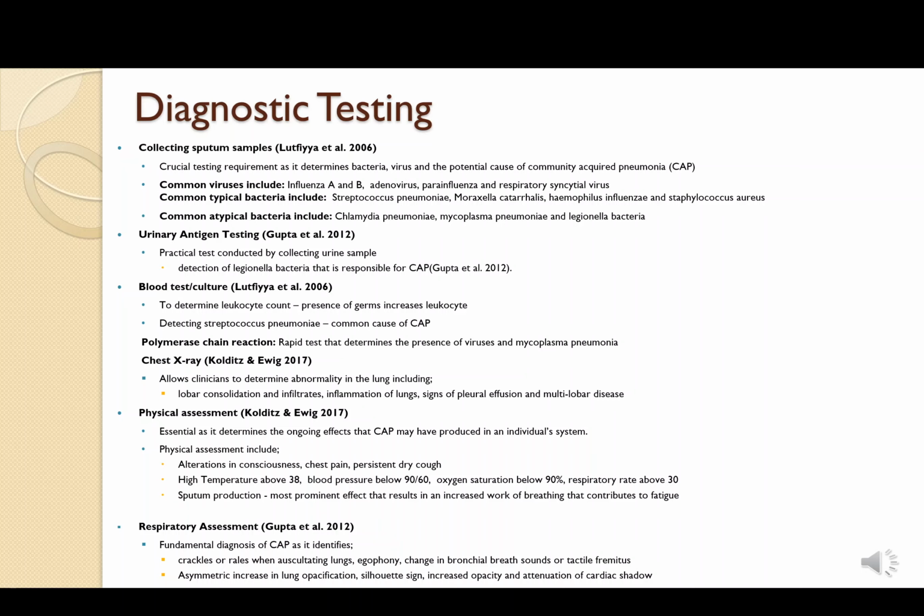A respiratory assessment is also fundamental in the diagnosis of community-acquired pneumonia. Patients with community-acquired pneumonia can be assessed for respiratory alterations such as crackles or rales when auscultating the lungs, egophony, and a change in bronchial breath sounds or tactile fremitus. Furthermore, the presence of asymmetric increase in lung opacification, silhouette sign, increased opacity, and increased attenuation of cardiac shadows are also some signs of community-acquired pneumonia.